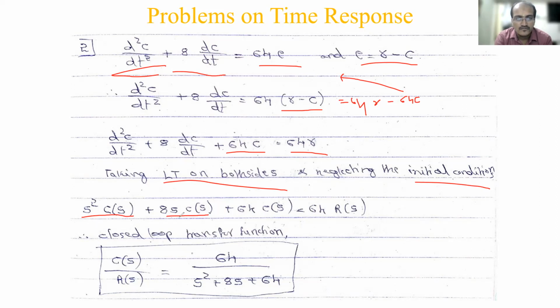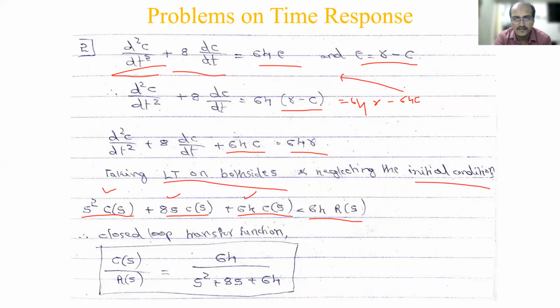So it is C of S plus 64, C of t becomes C of S, and R of t becomes R of S, so 64 R of S. Now group all the C of S terms. What you will get? S square plus 8s plus 64. I didn't show that step; directly I have written the closed loop transfer function C of S by R of S.